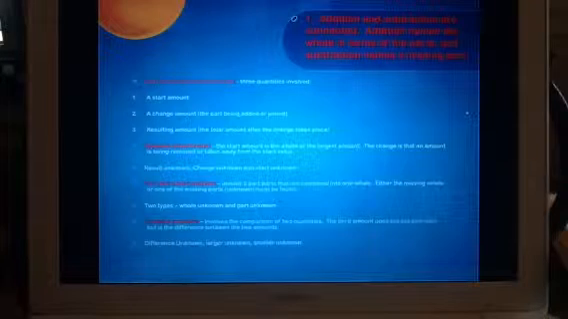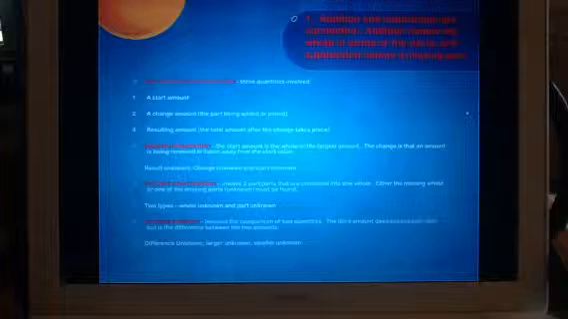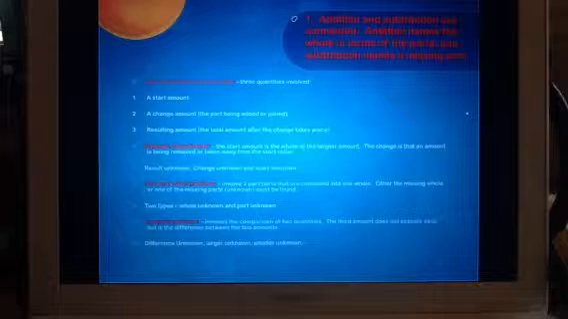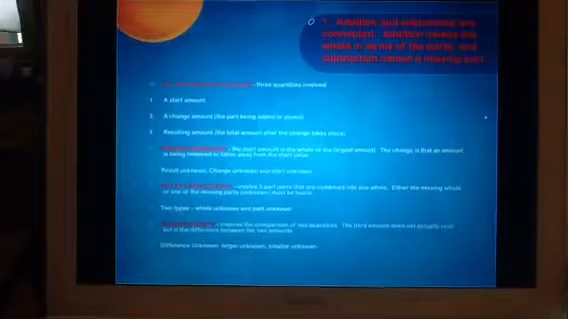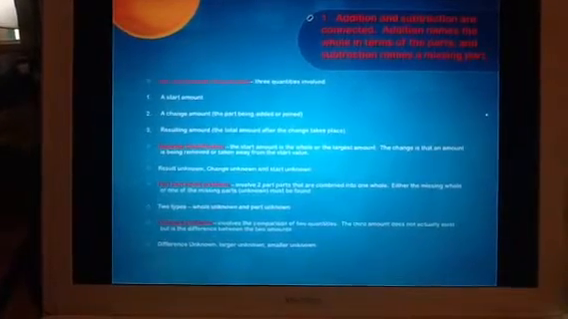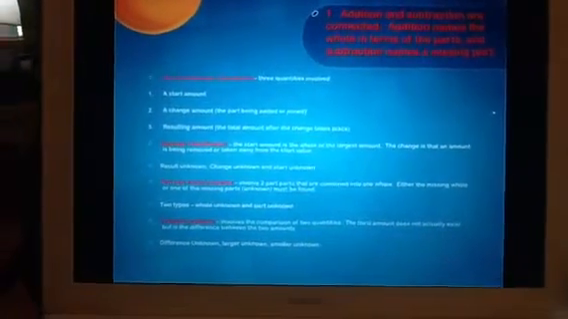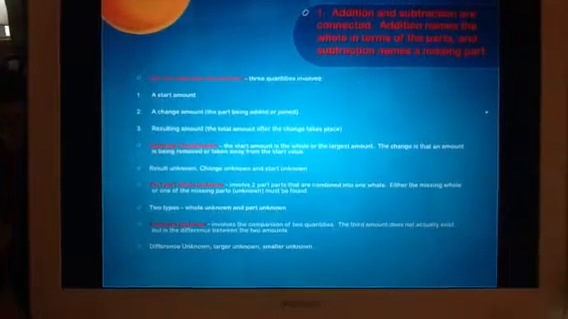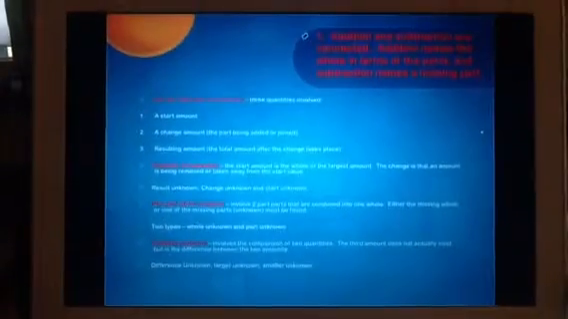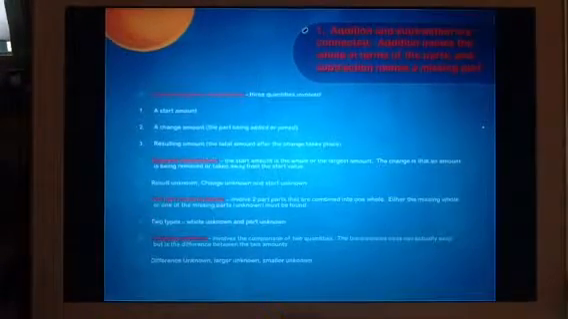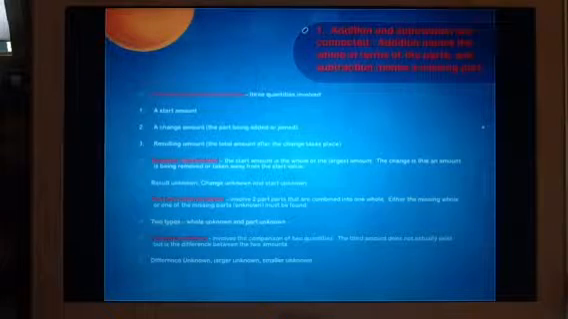The first big idea is addition and subtraction are connected. Addition names the whole in terms of the parts, and subtraction names the missing part. What's important about this is that joining and separate classifications are involved in 3 quantities: a start amount, a change amount, the part being added or joined, or separated, and the resulting amount, the total amount after the change takes place. The separate classification is the start amount is the whole or the largest amount, and an amount is being removed or taken away from the start value. Result unknown, change unknown, and start unknown.